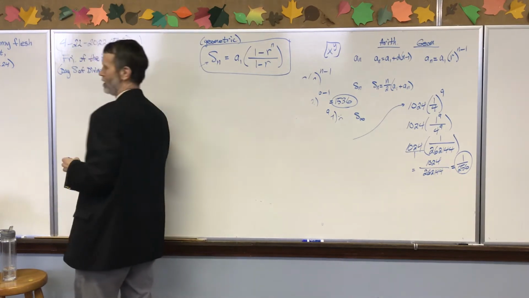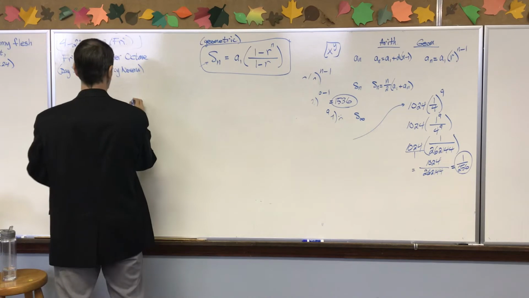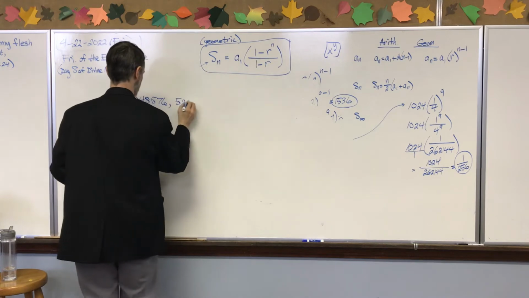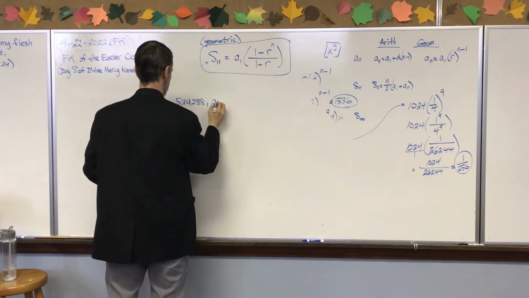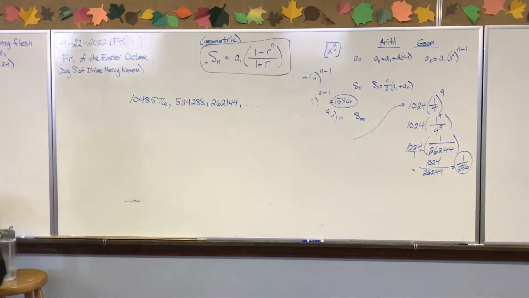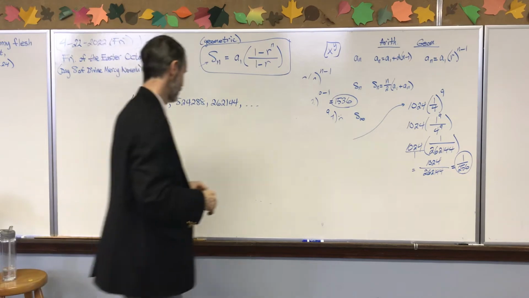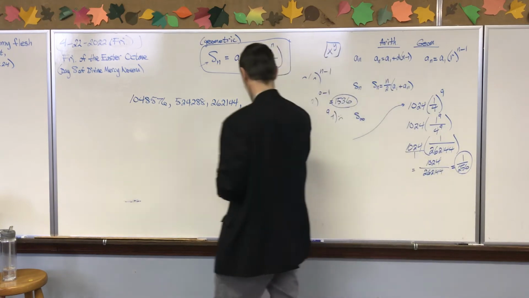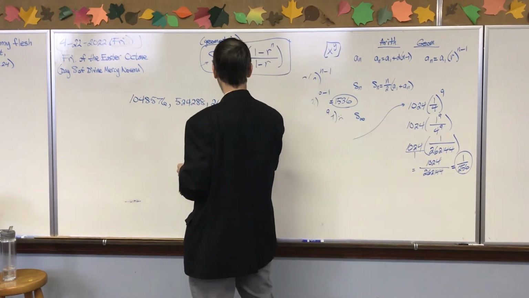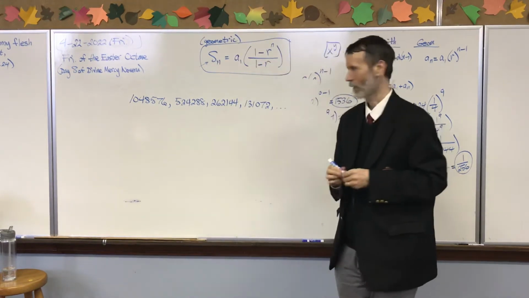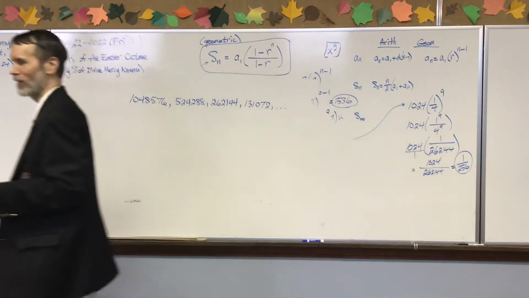Here's another one. Go ahead and write that down. 1,048,576, comma, 524,288, comma, 262,144, comma, and so on. Actually, I'll give you one more. Arithmetic, geometric, or neither.